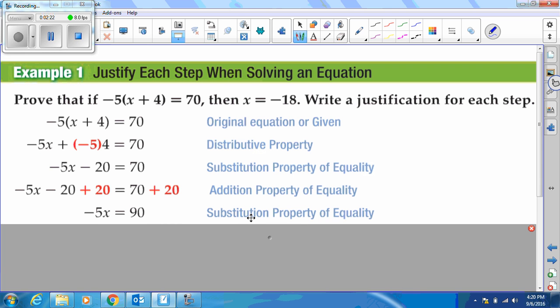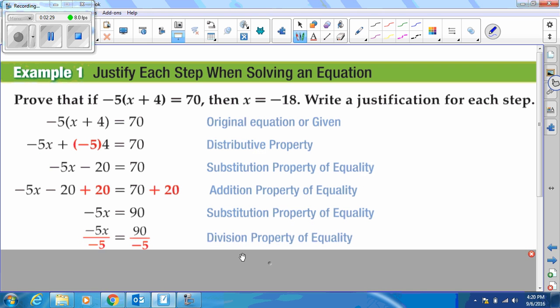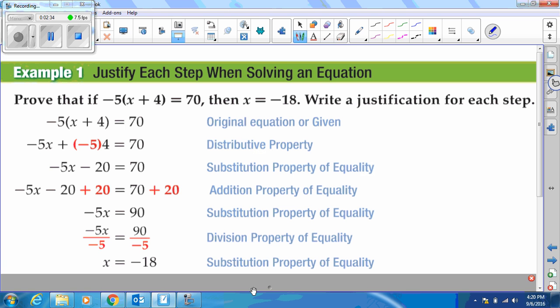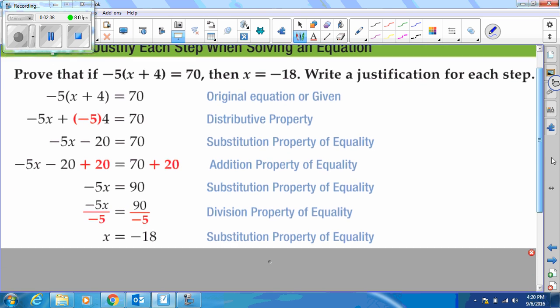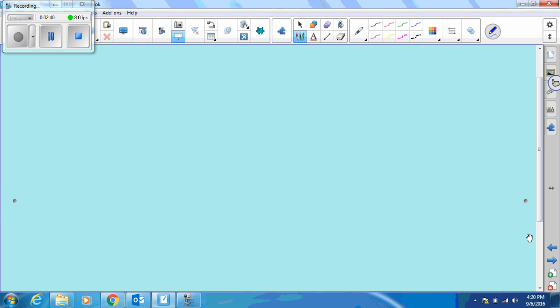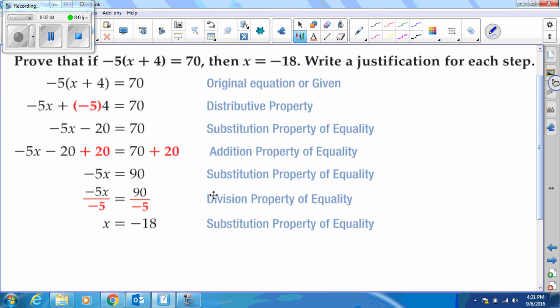That's your substitution. Another thing you could write instead of substitution, I would be okay with if you wrote simplify there. And then we're dividing by -5. So there's your division property. And then x equals -18. Again, you could say substitution there, or I would be okay with simplify because that's the same idea that you're simplifying.